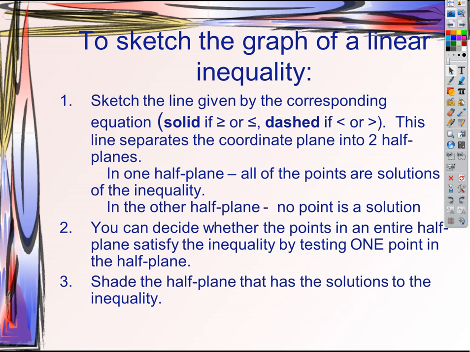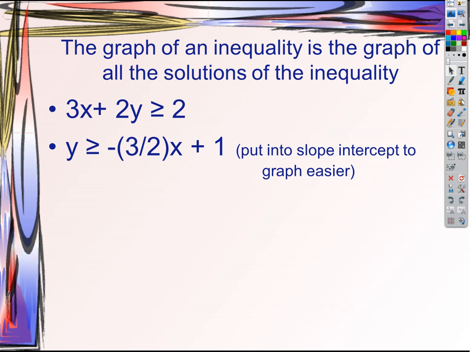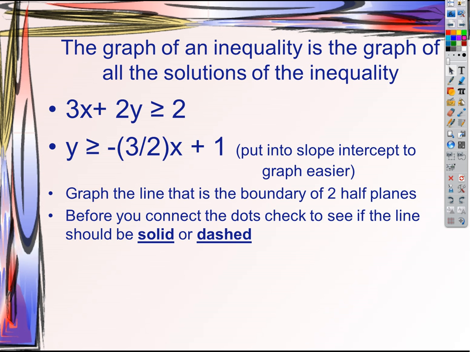Okay, and then the second step, we'll just pick a point and test it. So let's look at an example. 3x plus 2y is greater than or equal to 2. We could put it into slope-intercept form if we want to. We already did that. Is it going to be solid or dashed? The boundary line. Solid, right? Because it includes an equal sign in the inequality.